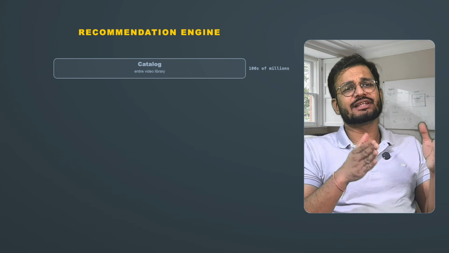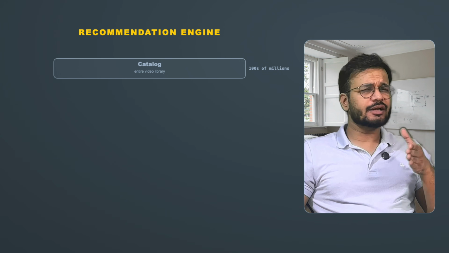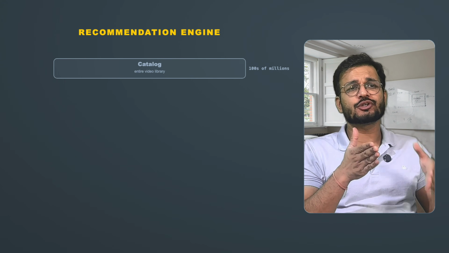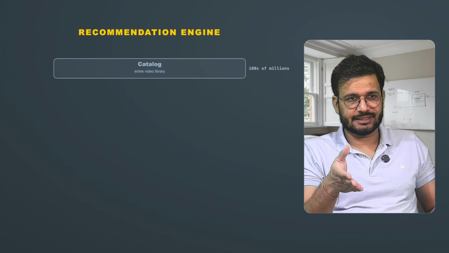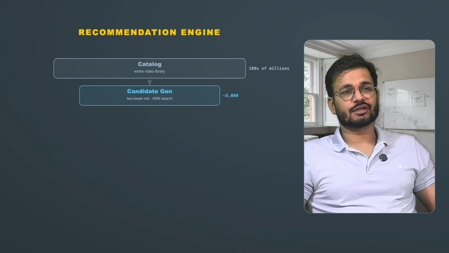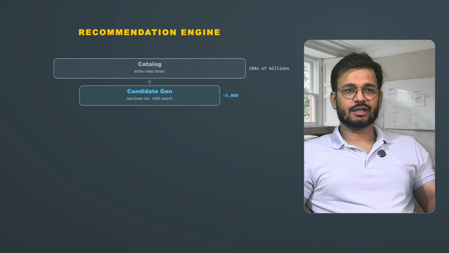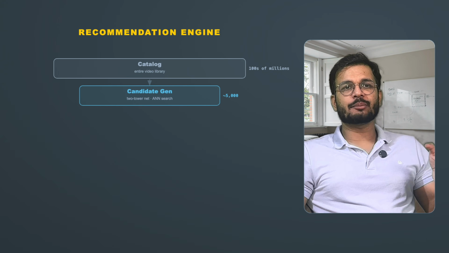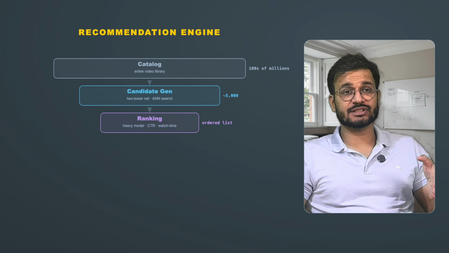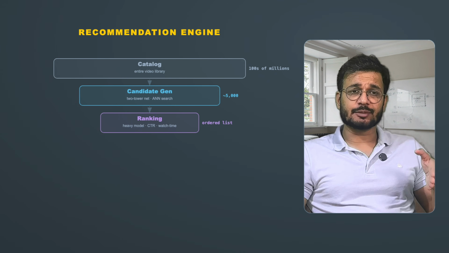You start with the entire catalog of videos, hundreds of millions. You cannot score all of them, so you must use a fast model to narrow down to a few thousand candidates. Now, this is often a two-tower neural network. One tower for the user, one tower for the video. You compute embeddings for both and find the closest videos in the embedding space using approximate nearest neighbor search.